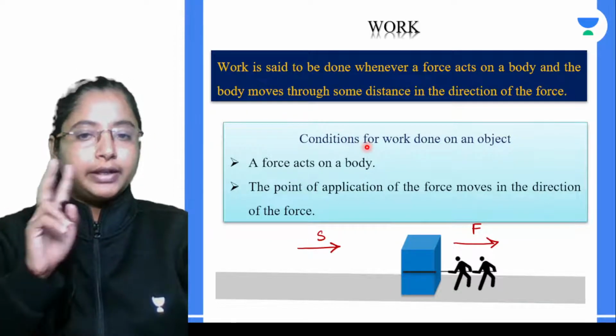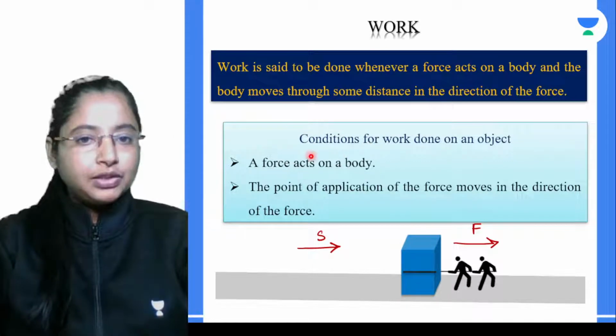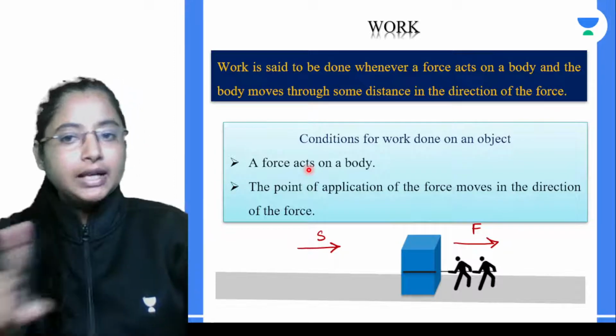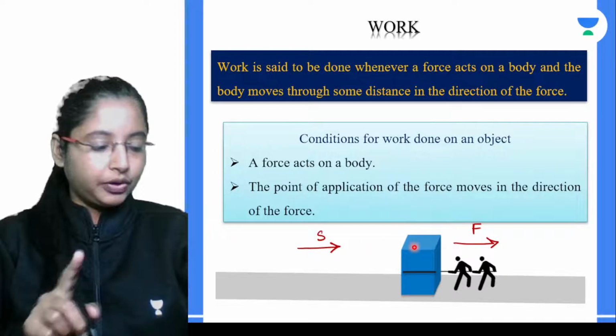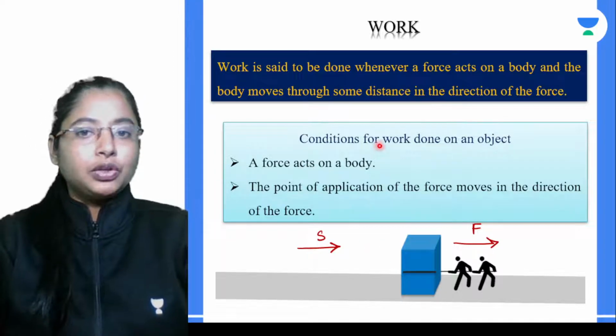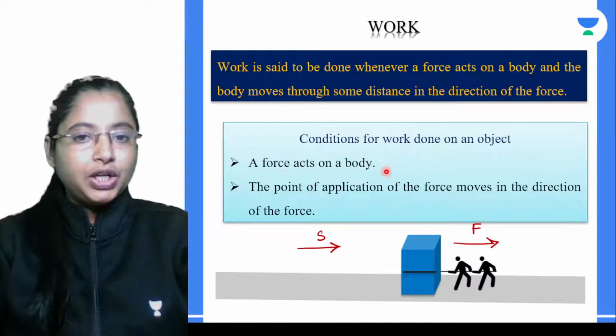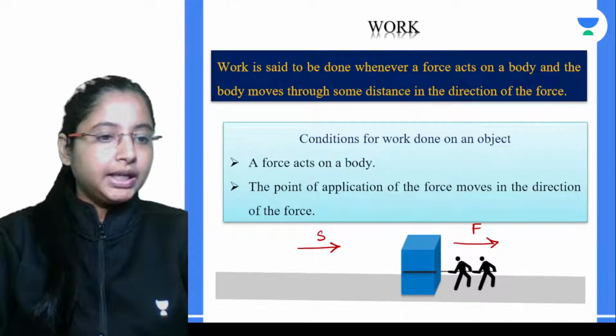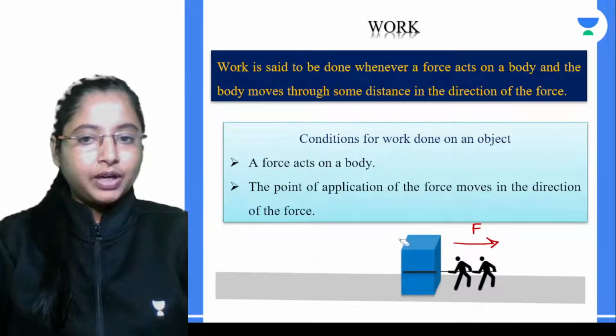So for work to be done, there are two things that have to happen. A force has to act on an object, and for the force applied, the object has to move a certain distance in the direction of the force. So the condition for work done on an object is that a force acts on an object and the point of application of the force moves in the direction of the force. Then we say there is some work done.